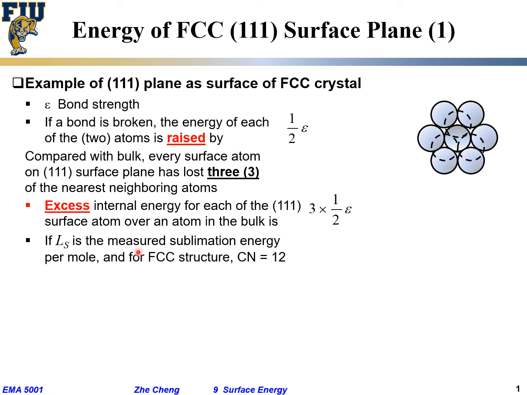Okay, so with this information, Cn of 12, let's say FCC structure, if we know the so-called sublimation energy for this metal. Again, sublimation energy is the energy that you need for this pure element metal to go from solid FCC structure into individual atom gas. So now we would write something like this. Ls equals 12 times Na times half of epsilon.